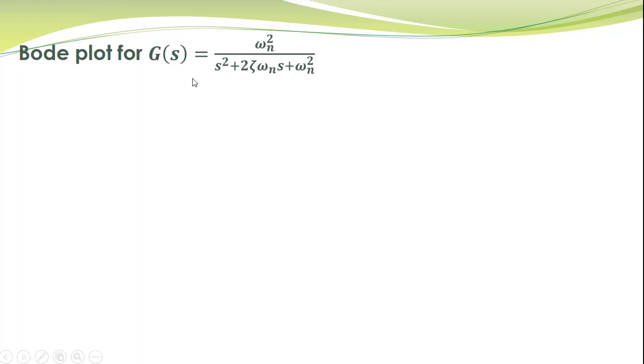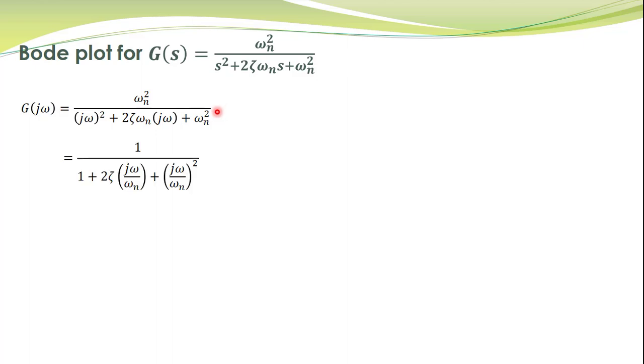So a general second order system is given by this transfer function. To obtain the frequency response of this system, we substitute s equal to j omega. So this is the frequency response of this system. And the Bode diagram is the plot of the magnitude frequency response and the phase frequency response.